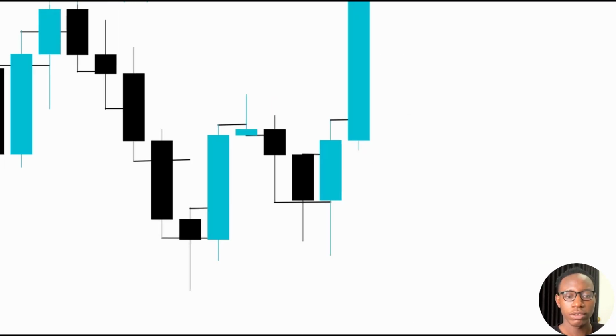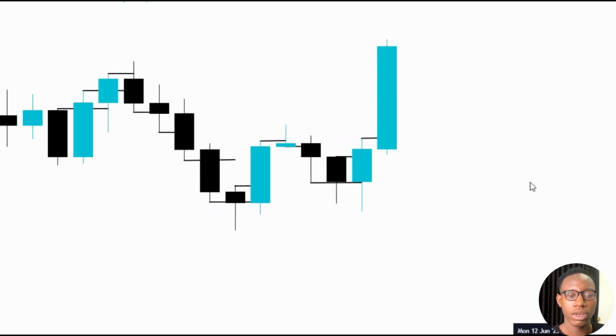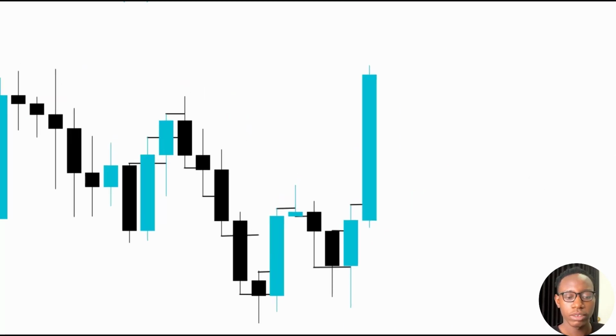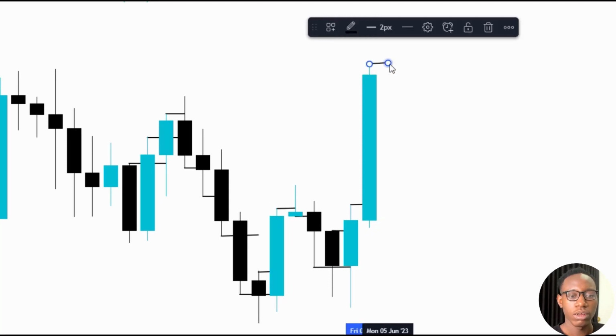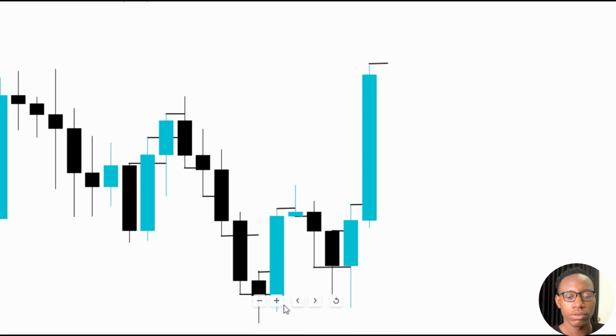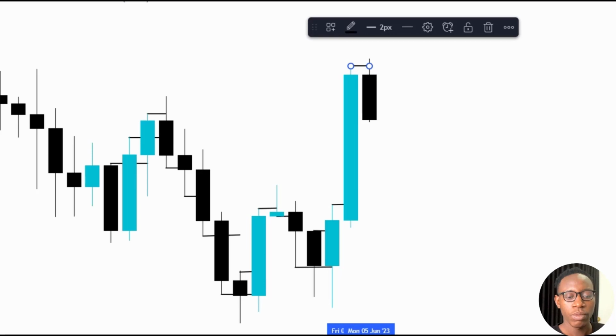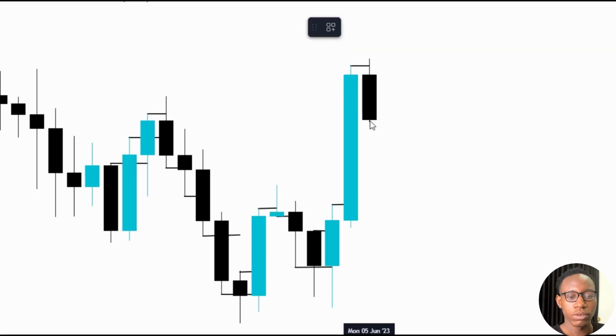So if we continue playing, you see that we have an aggressive move to the upside. So I will expect a draw on liquidity of this high. So if we continue playing, you see that price reached the previous day high and has failed to displace above that. So I expect price to draw to this previous day low or a move to the downside.